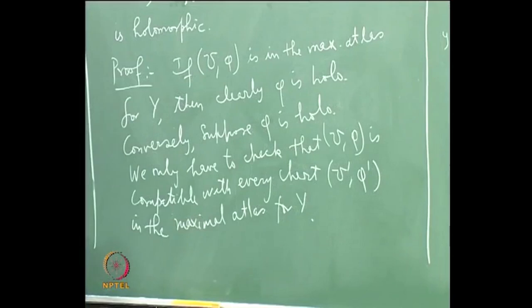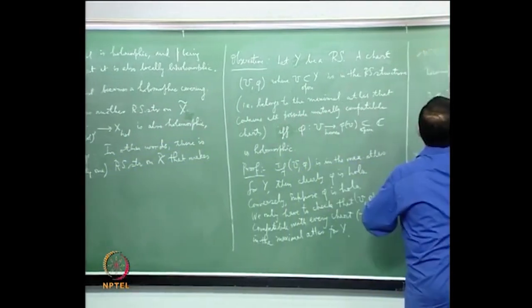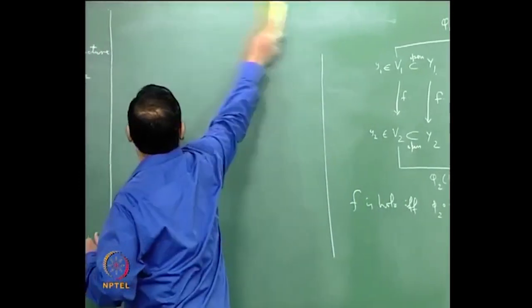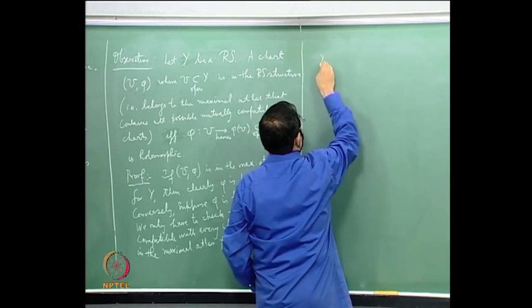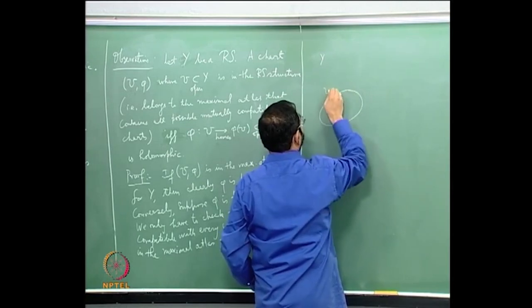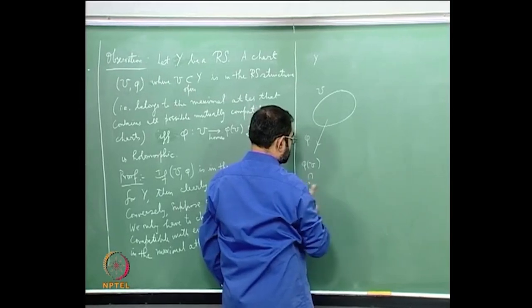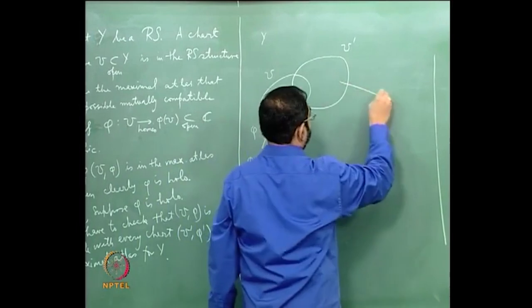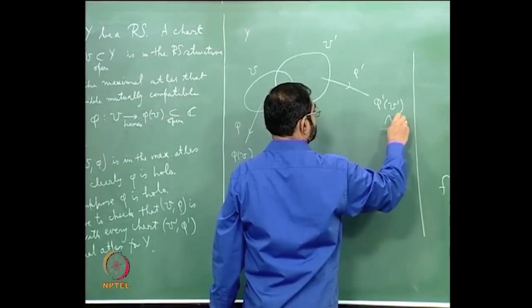In fact, you need not check with a maximal atlas, you can check with an atlas which consists of a covering. Why is that so? You can easily check it. Let me write that down. The situation is like this: you are on Y, and there is this U, and there is a phi, which is a homeomorphism onto phi of U, an open subset of the complex plane. And you are given another open subset U prime, and a map phi prime, which is a homeomorphism onto phi prime of U prime, again an open subset of the complex plane.